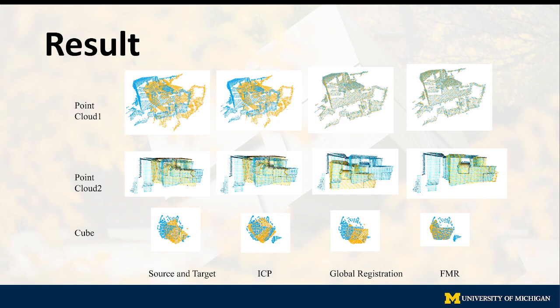So this is our result. First we compare the results on different point cloud scenes. As shown in the figures, ICP gets very poor performance, and global registration gets better performance, but the best performance is FMR. This shows that FMR performs well under challenging conditions with partial overlaps and noise.